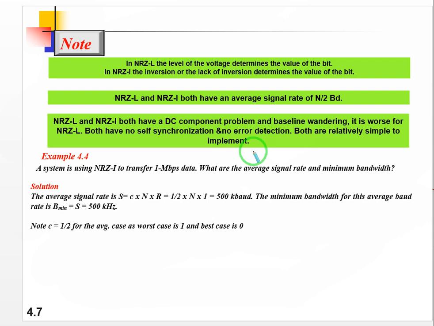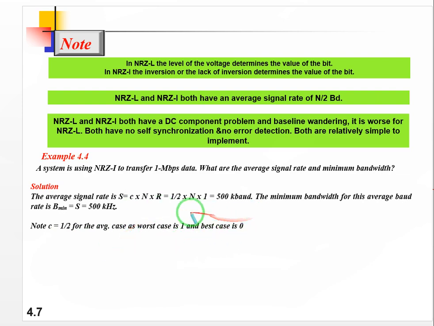Coming to example 4.4, a system is using non-return-to-zero inversion to transfer 1 Mbps data rate. So your bit rate is 1 Mbps. What are the average signal rate and minimum bandwidth? We need to find the signal rate, or baud rate, and the minimum bandwidth. We have a formula for the signal rate: C multiplied by N multiplied by 1/R. C is the case factor, and we always take the average case factor, which is always 1/2, between 0 and 1.